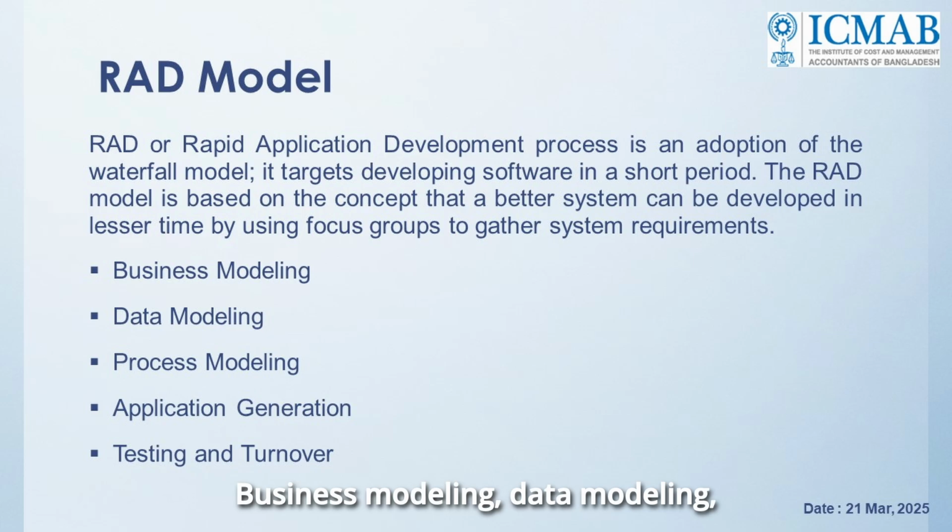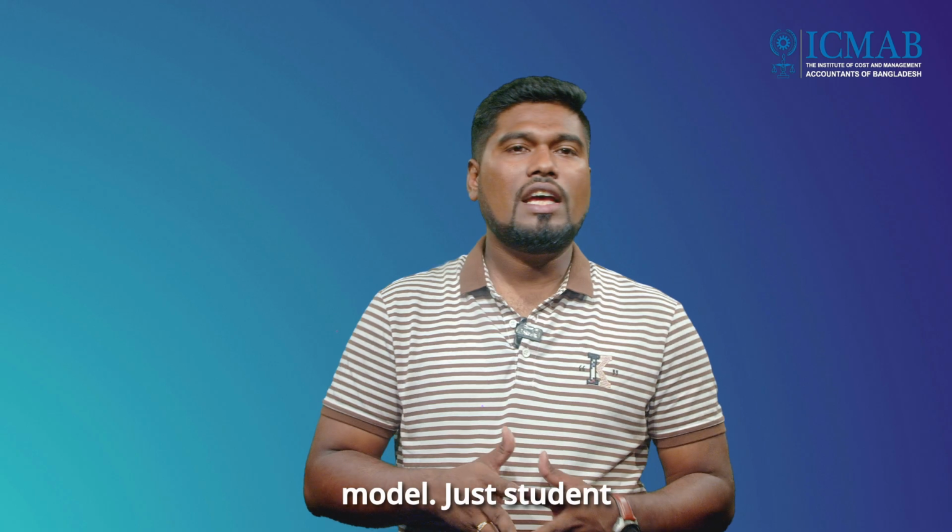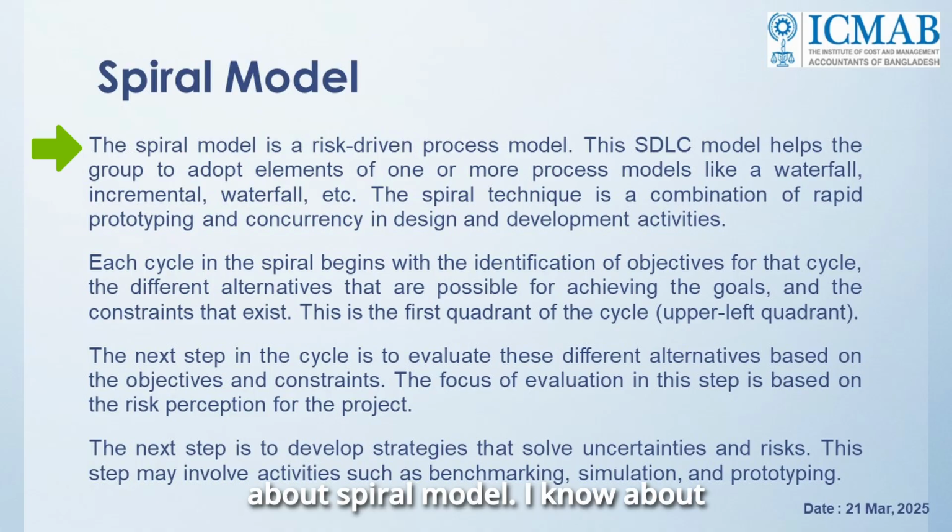Business modeling, data modeling, process modeling, application generation, and testing and turnover are all part of the RAD model. Dear students, now we will discuss the spiral model. Do you know about the spiral model? It's different from other models. The spiral model is a risk-driven process model.